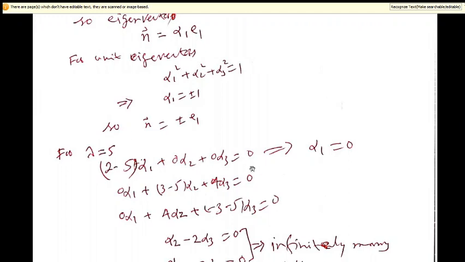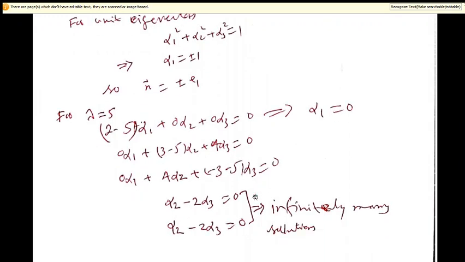Now for lambda equal to 5, you will use lambda equal to 5 in equation number 4 of page 34. You will have this equation. This would be the second, this would be the third, and from the first you can see that 3 minus 3 alpha 1 equals 0, so alpha 1 equals 0.